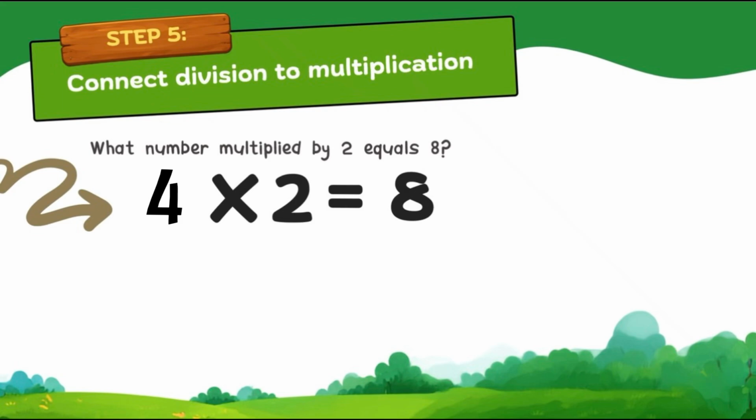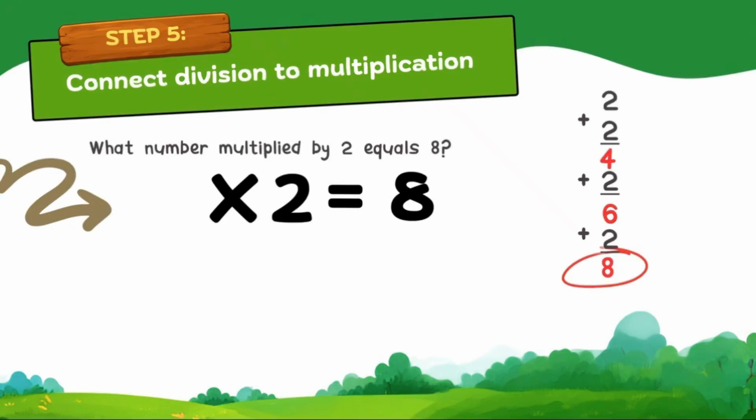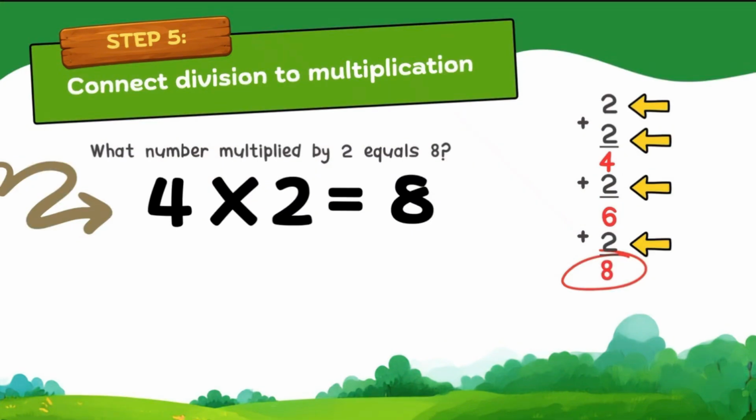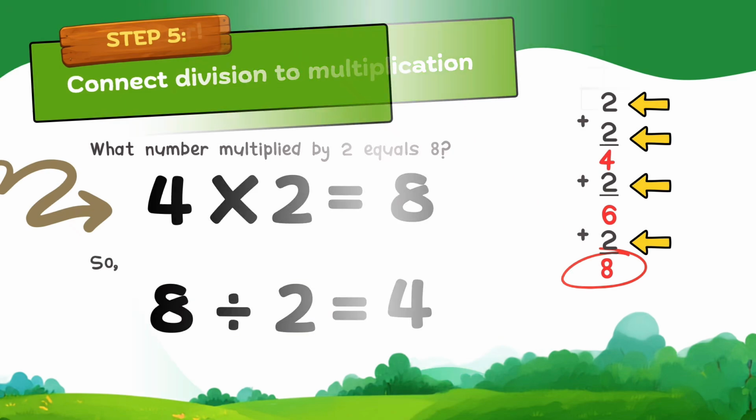We can also use repeated addition. Here's the example. 2 plus 2 equals 4. 4 plus 2 equals 6. 6 plus 2 equals 8. We got the 8. Now let's count again how many 2s we used to get 8. Since there are 4 groups of 2, we write 4 times 2 equals 8. So in division, 8 divided by 2 equals 4.